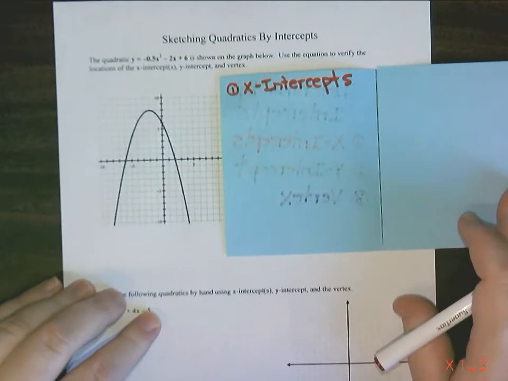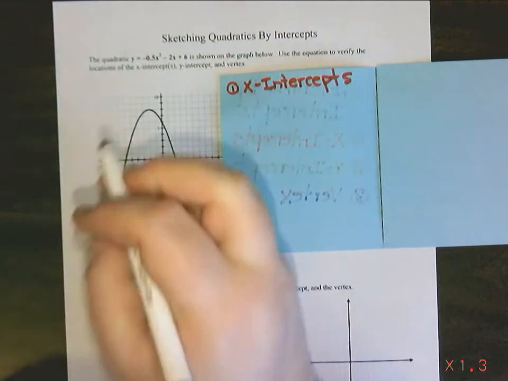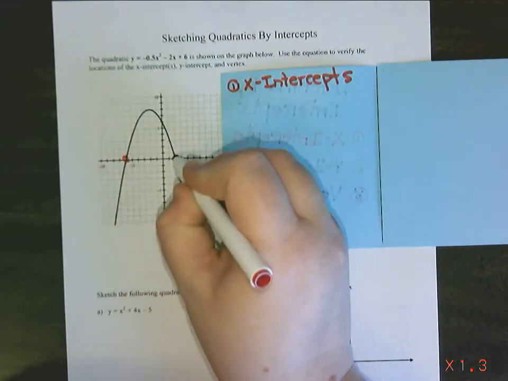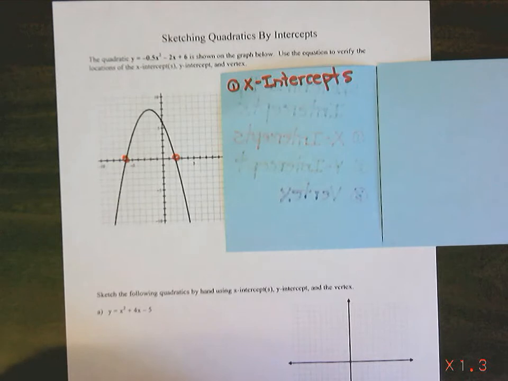X-intercepts are the places where our graph crosses the x-axis. So that would be this point here and this point here. And we've already talked about how to find x-intercepts by factoring. So to find your x-intercepts, the first thing you want to do is factor your equation and then look at what makes each bracket equal 0.